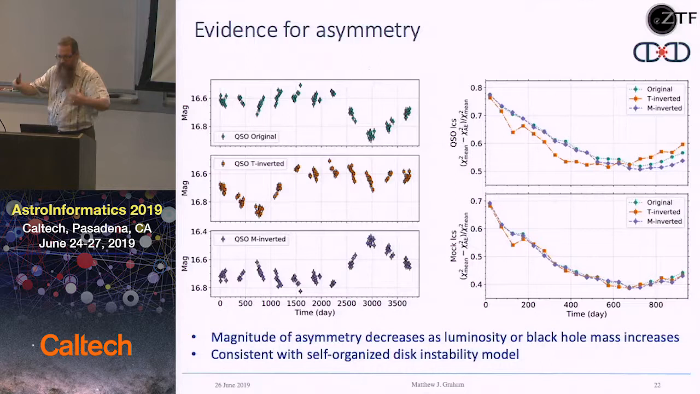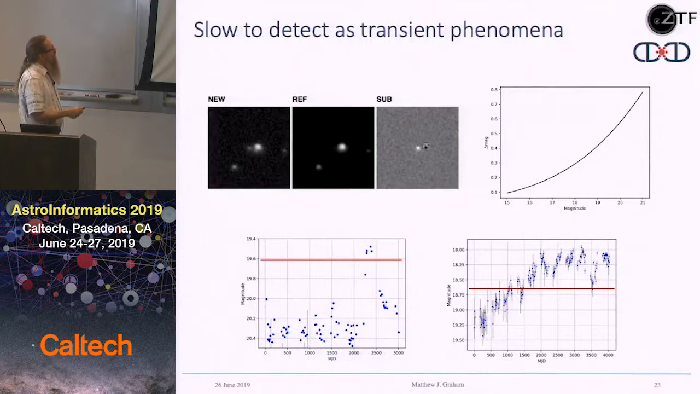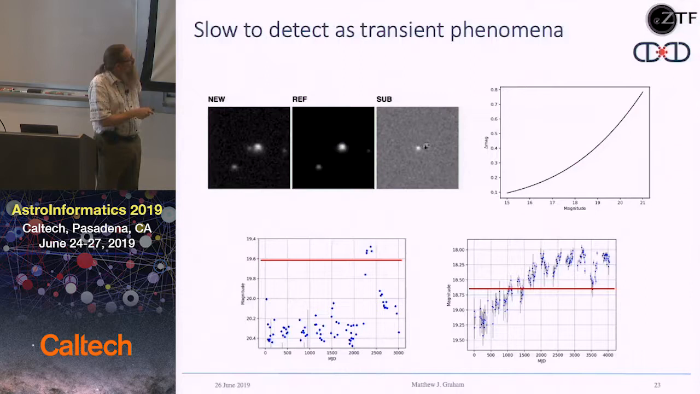Now, the ultimate goal of this is, you know, ZTF discovery image, reference image. You take away the two, and there's your transient. And that's great. It's a 5 sigma detection, and if you're down at 15th magnitude, that's a 0.1 magnitude absolute difference. But if you're up in 19th, 20th magnitude, you're looking at a 0.7, 0.6 magnitude difference.